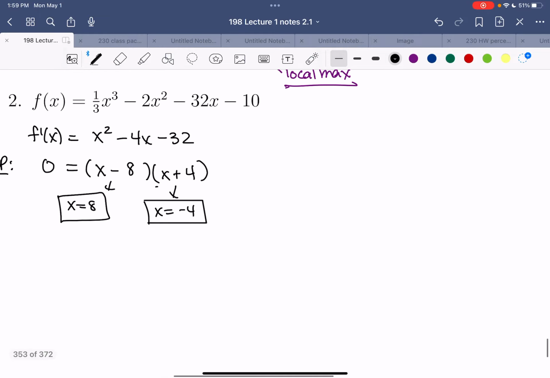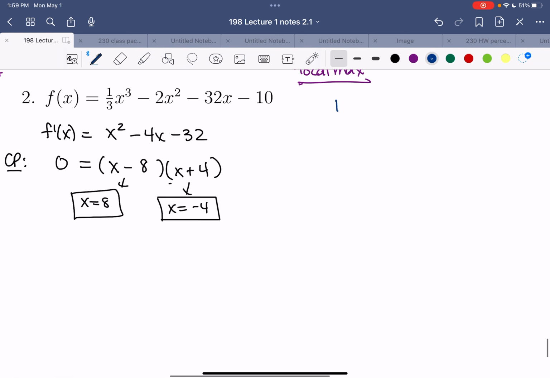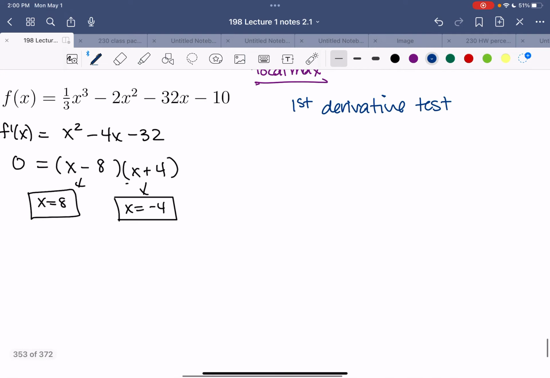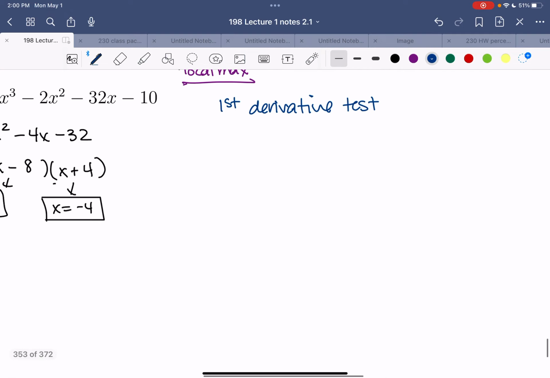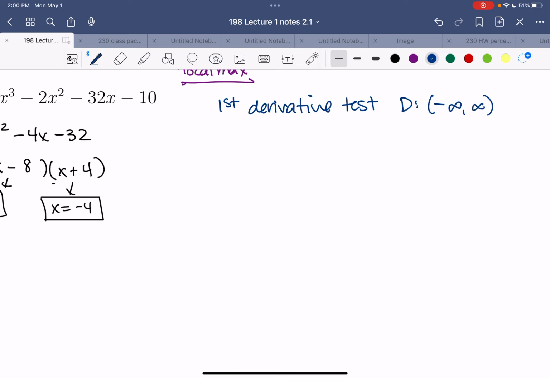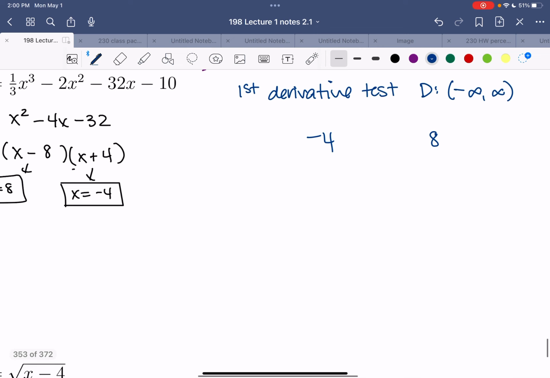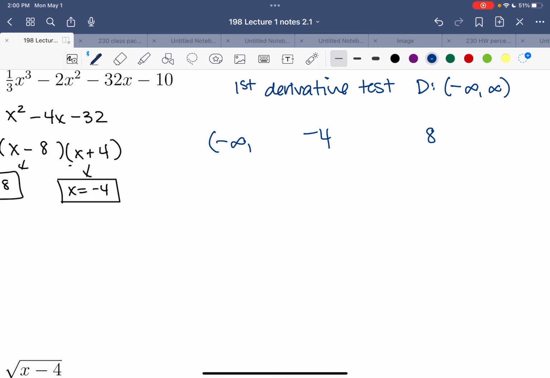Now if I'm going with the first derivative test, I'm going to be testing in the first derivative, which means I'm going to need the domain. This is a polynomial, so the domain is all real numbers, negative infinity to positive infinity, and I'm going to break it up at negative 4 and positive 8. I think about it kind of like a number line. I'm going to go from negative infinity up to negative 4, then from negative 4 to 8, and then from 8 to infinity.